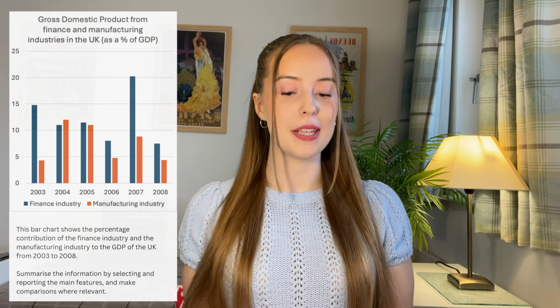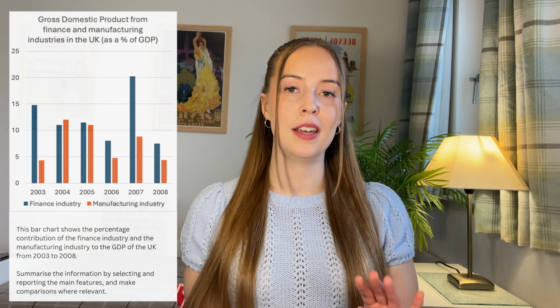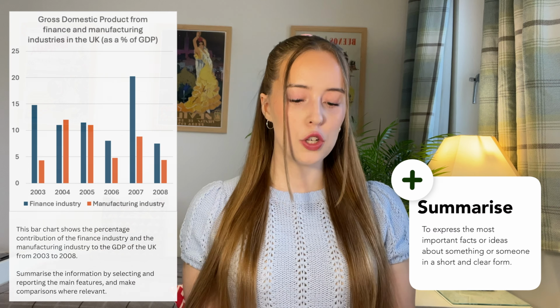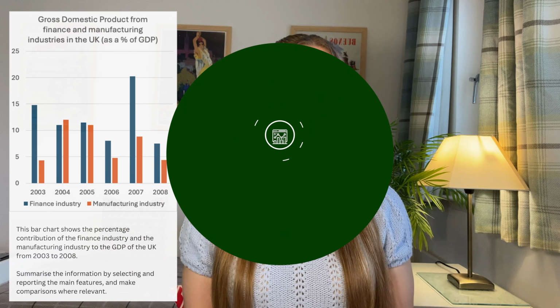So we need to keep in mind that the key word here is summarise. The dictionary definition of summarise is to express the most important facts or ideas about something or someone in a short and clear form. Another key word in the instruction sentence is select, which means to choose a small number of things. So this means we do not need to write about every single detail we notice. Our response has to be short and clear, between around 150 to 200 words, and it says we need to report the main features, meaning the most important elements.